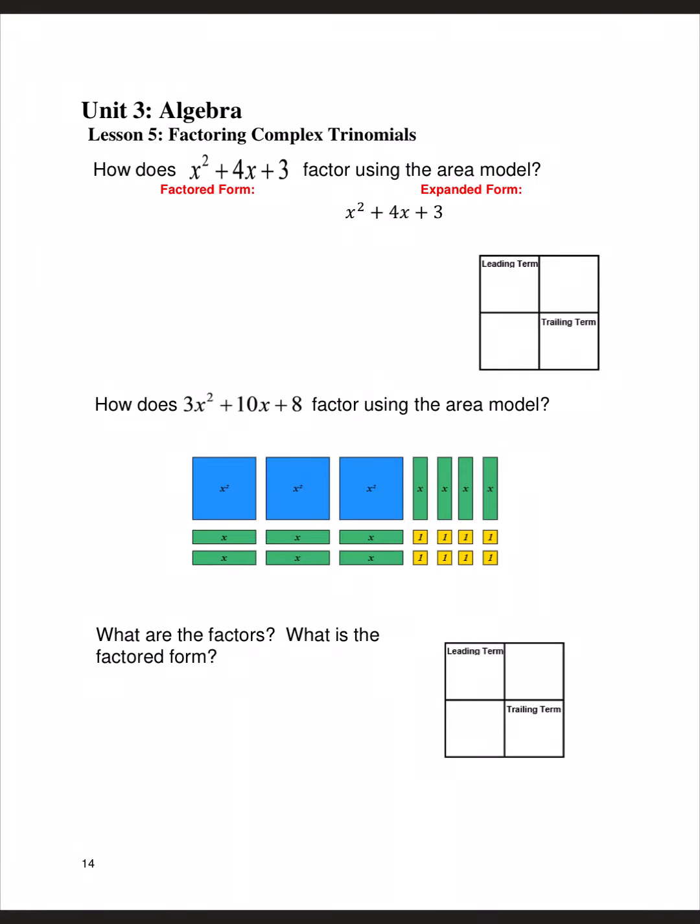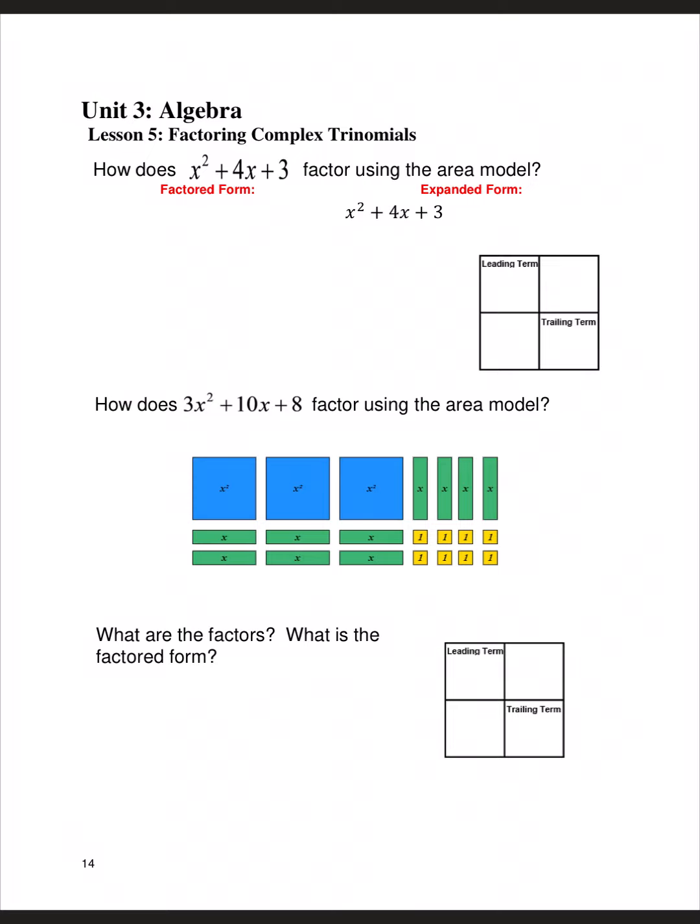So how does x squared plus 4x plus 3 factor using the area model? We'll set it up in the area model and we'll also use SPF so that we are comfortable with both strategies and talk about how we're going to use that strategy today to factor more complex trinomials.